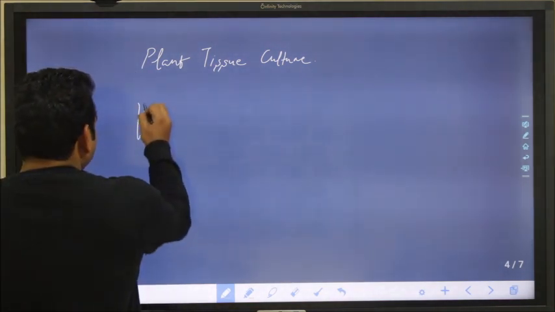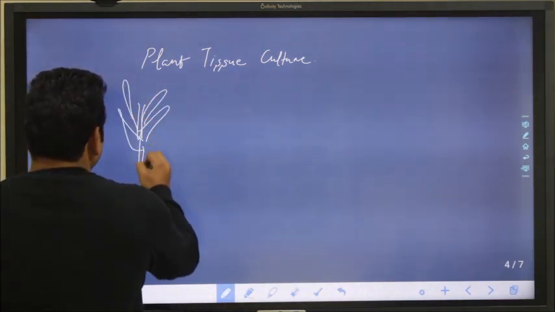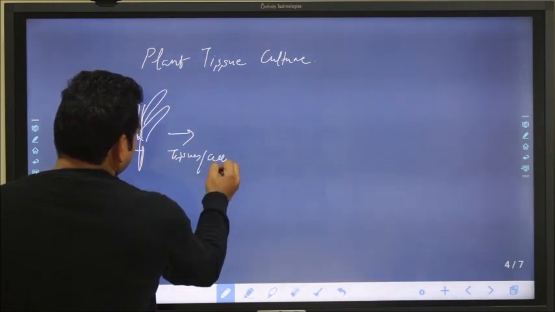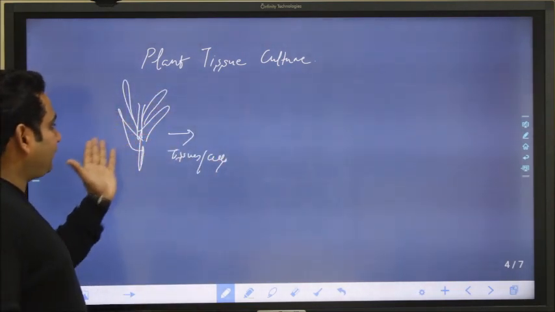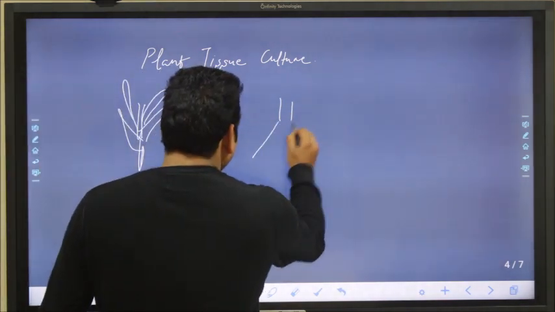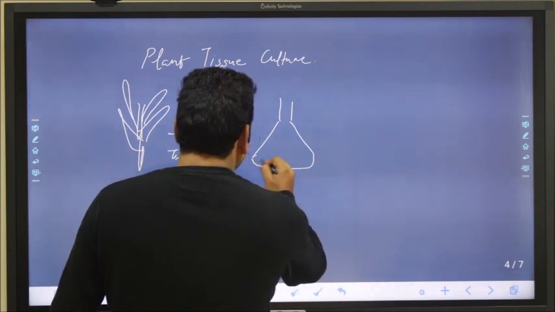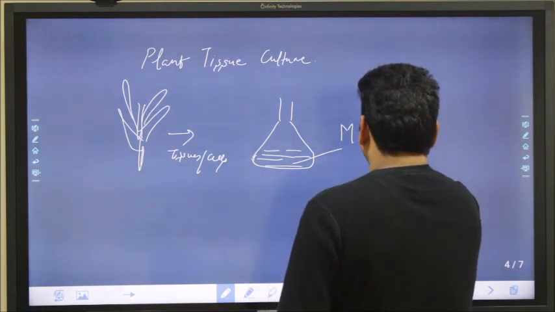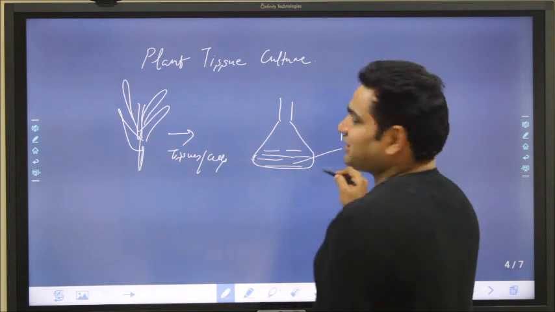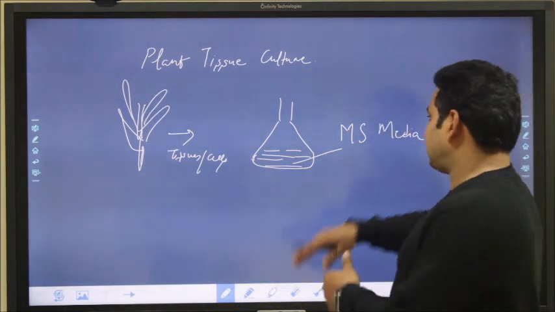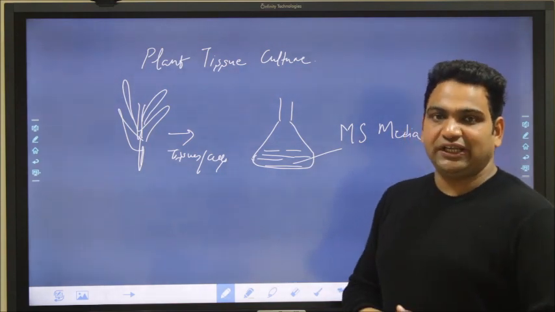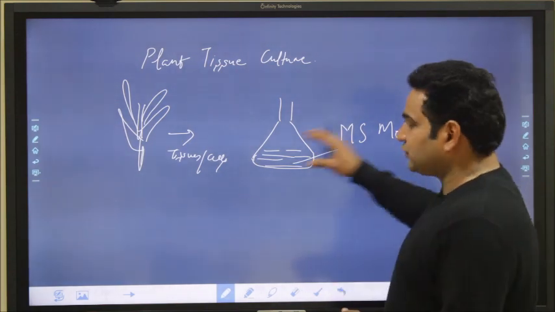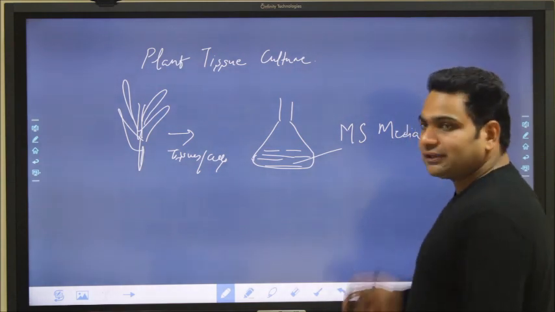What will we take? We will take tissues or cells, the upper part, the shoot with a leaf, and a nutrient medium called MS media. What is MS media? It is also called Murashige and Skoog medium. The name comes from the scientists who worked on this media, Murashige and Skoog.